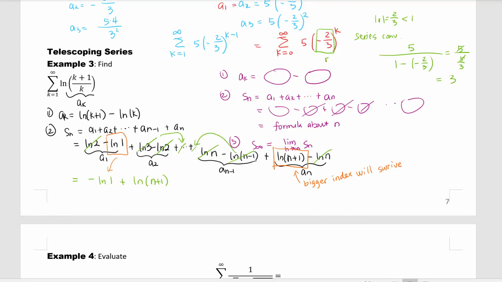All right. So that's why here the index, this is index n, this is index n plus 1. So n plus 1 is the bigger index. So the bigger index term will survive.